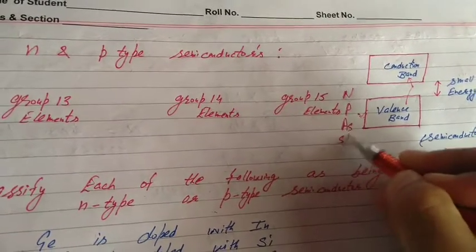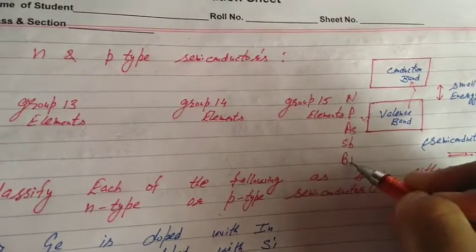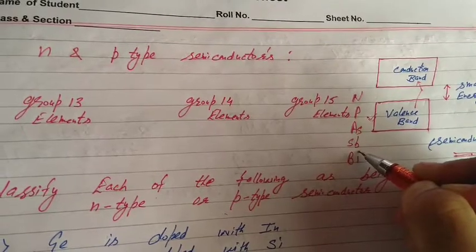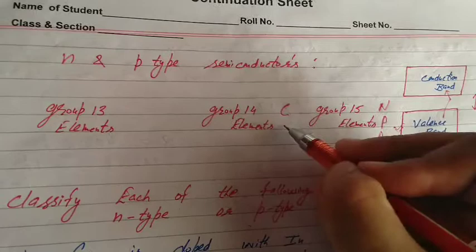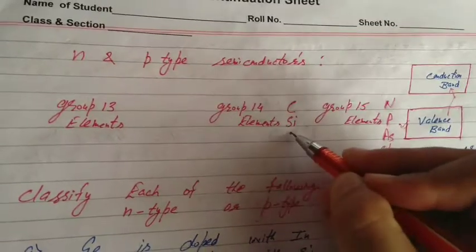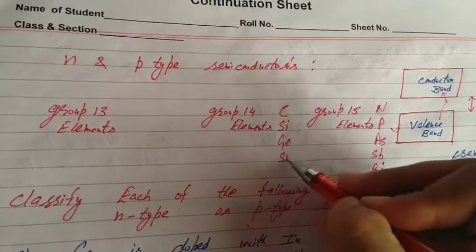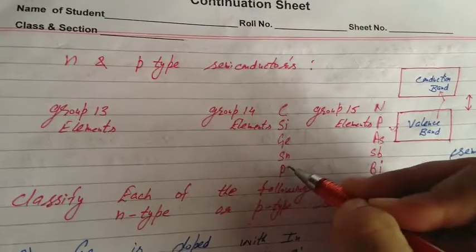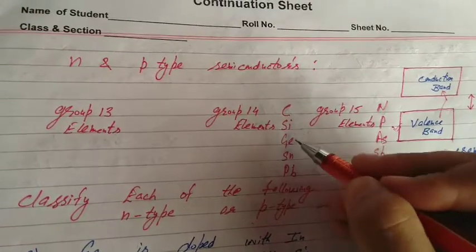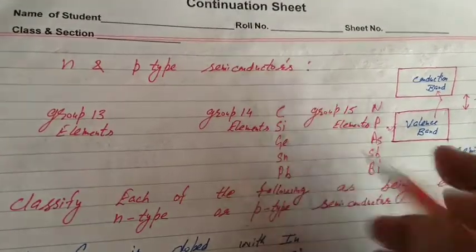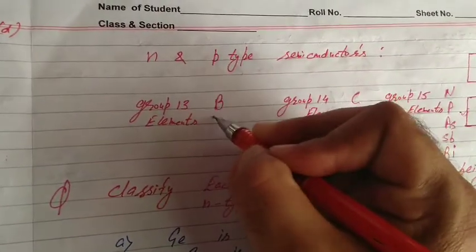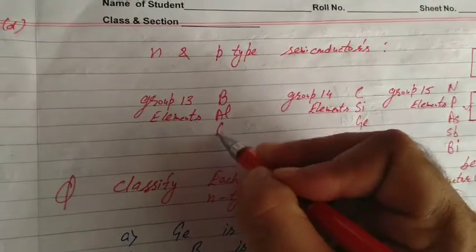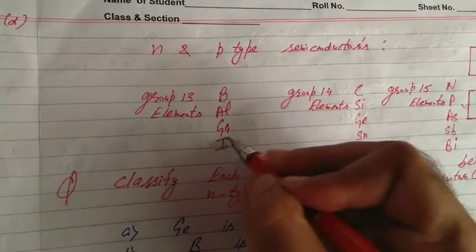Nitrogen, phosphorus, arsenic, antimony and bismuth. Carbon family, carbon, silicon, germanium, tin and lead. Now it's boron family: boron, aluminium, gallium, indium and thallium.